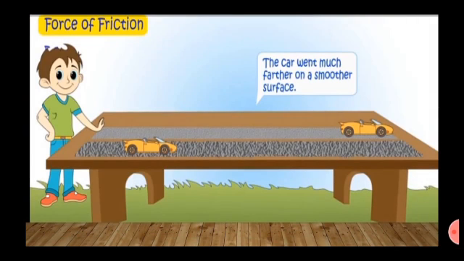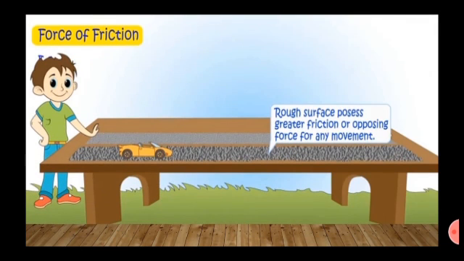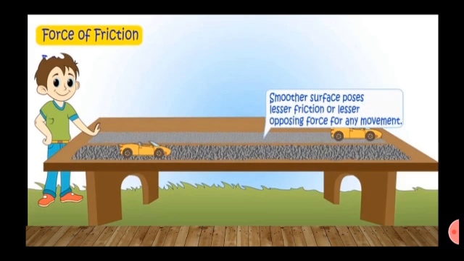The car went much further on a smoother surface. A rough surface possesses greater friction or opposing force for any movement. A smooth surface possesses less friction or lesser opposing force for any movement.